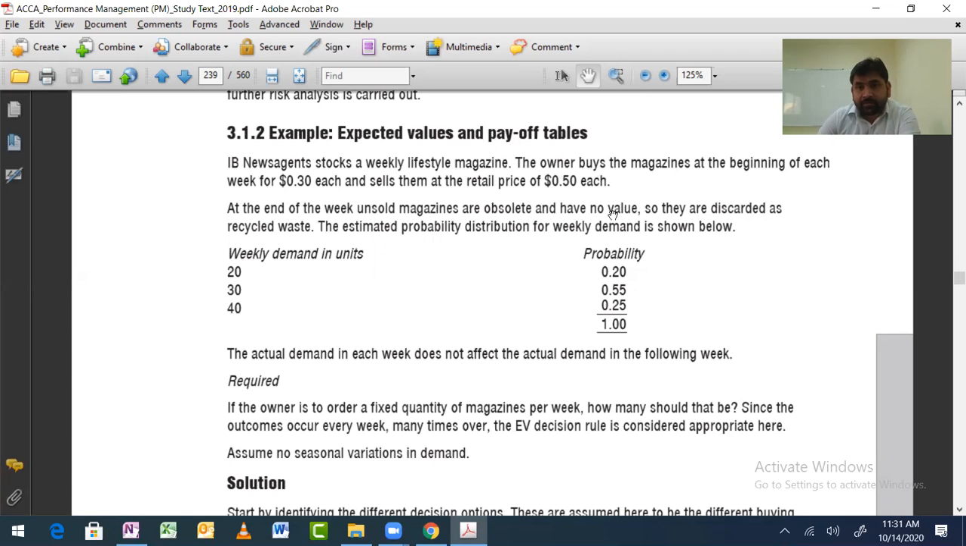Okay. So the question says that at the beginning, you will be buying the magazines, and at the end, you will be throwing them away if they are not sold. The cost of each magazine is 30 and you are selling at 50. So you are making a profit of 20. Fine. Are we fine till there?